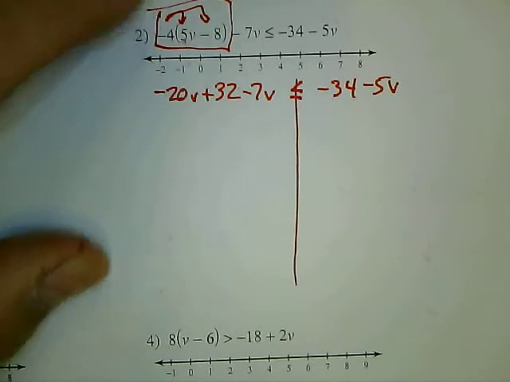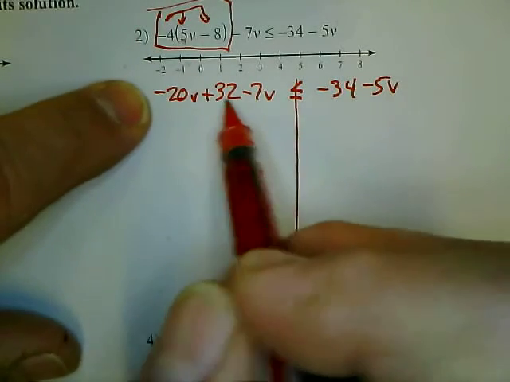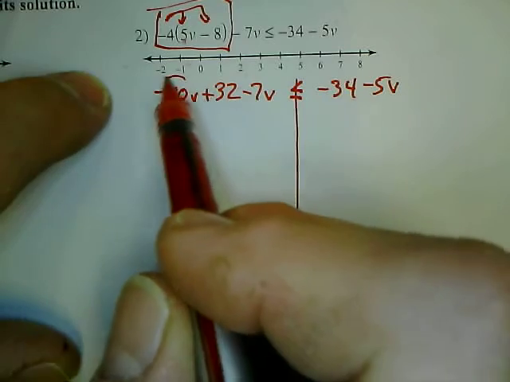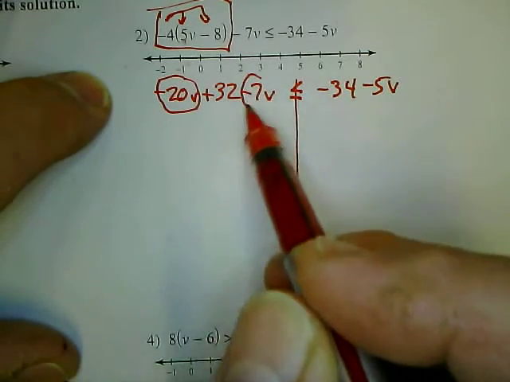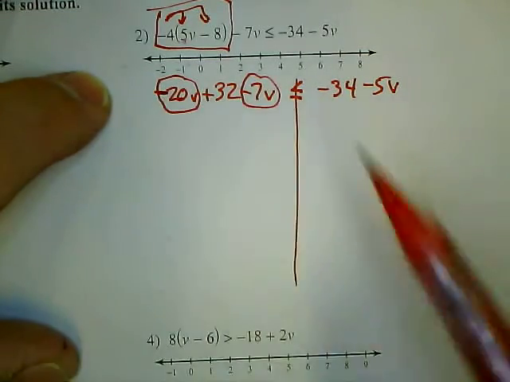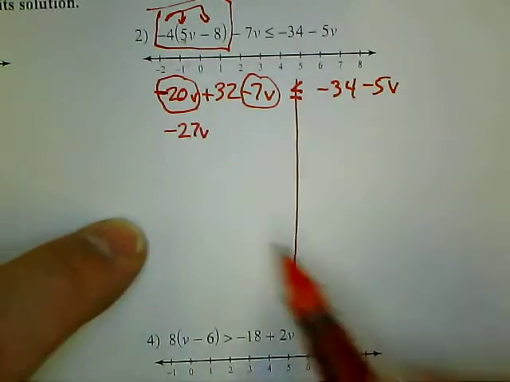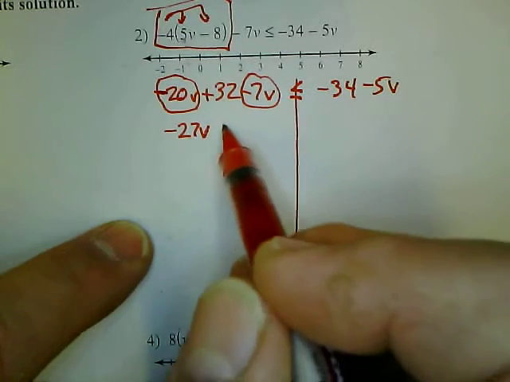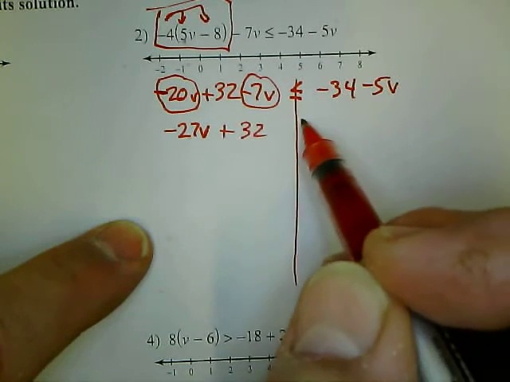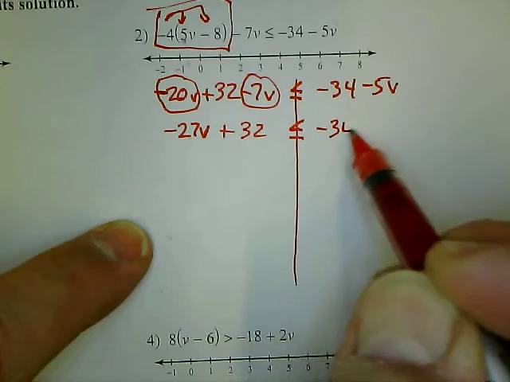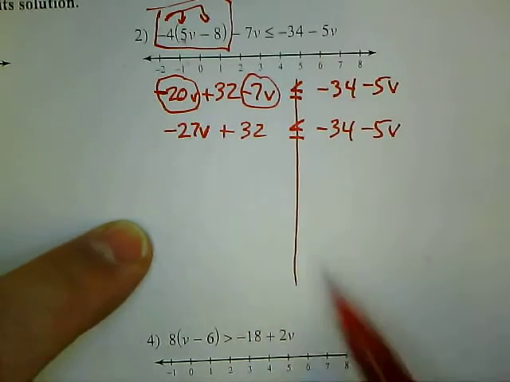I distributed it. Now I'm going to combine like terms, and I can over here. Notice that I brought my v with me. Some of you guys lose v's as you're going down. So be careful, and I almost turned that into a plus. So negative 20v and negative 7v is negative 27v when I add them together. And don't forget your v, bring down your plus 32. Your sign must remain the same, and bring everything else down.